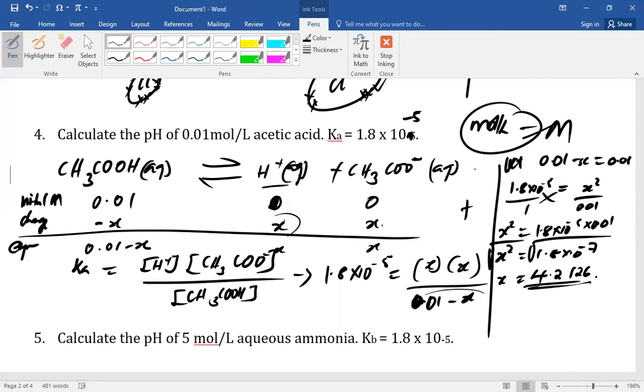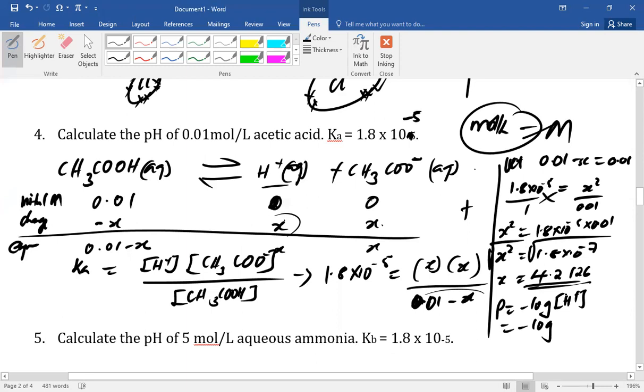Now, because this is acetic acid, that means it's got the Ka. Ka is the equilibrium constant of an acid. To get the pH, the pH of hydronium ion is equal to negative log of x. Oh, I didn't finish this one, it was times 10 power negative 4. So we take the log of this, and we're going to have 3.37 with a negative. So the pH is going to be 3.37. That's the pH value of that one.